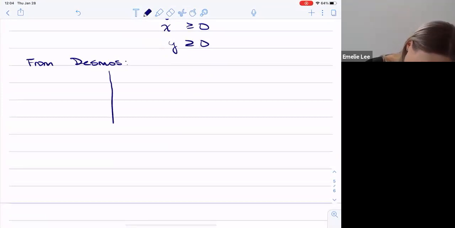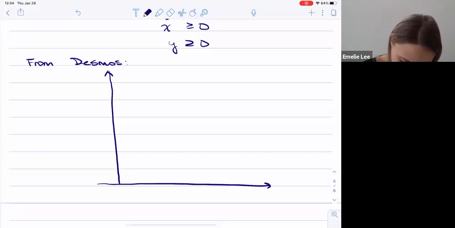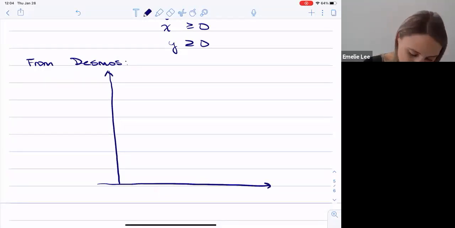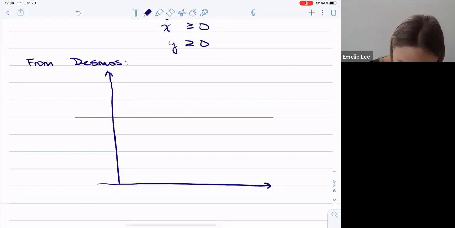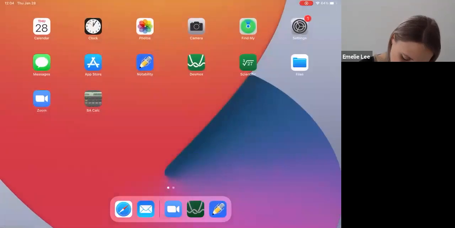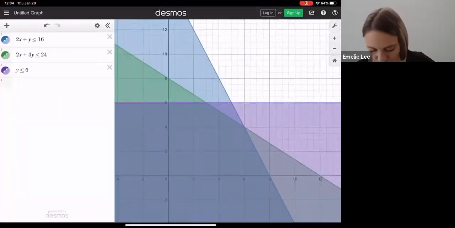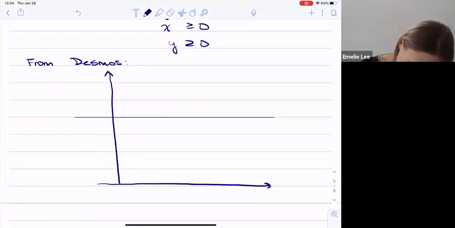Okay, so from Desmos, we find that it looks something like this. I'll draw my y equals 6 line first. Great. And then I had 2 lines. One sloped.